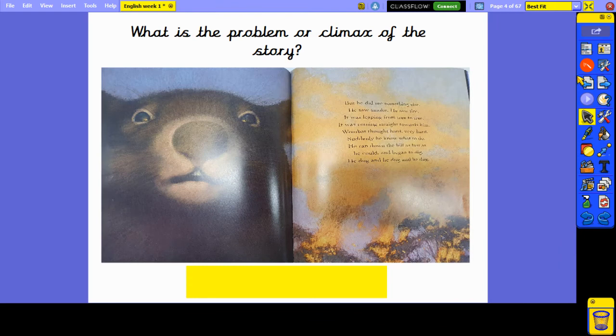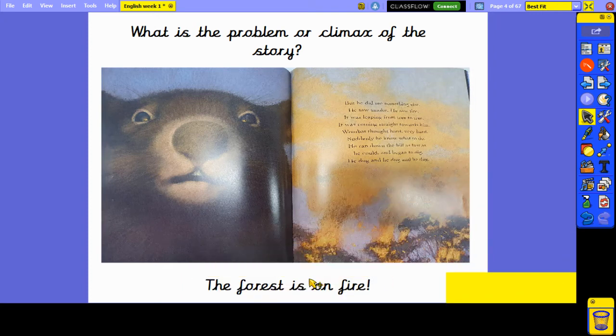Next question. There's a problem in our story, the climax of this story. What is the problem? What goes wrong? Find this page in your book and have a think. The problem in the story is that there's a huge fire leaping from tree to tree. It was coming straight towards Wombat. That is a big problem in the story. The forest is on fire.